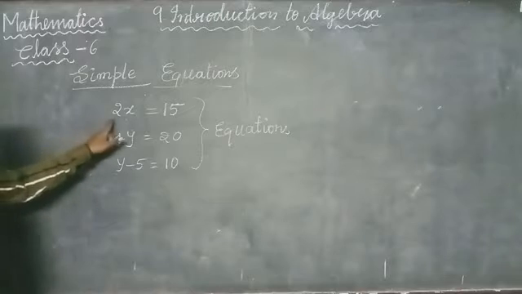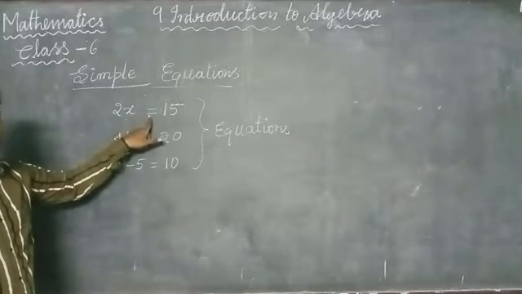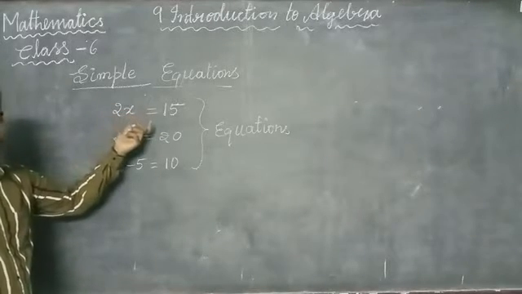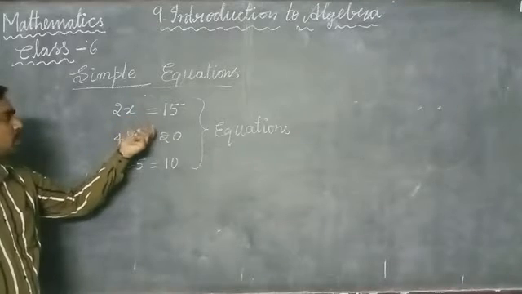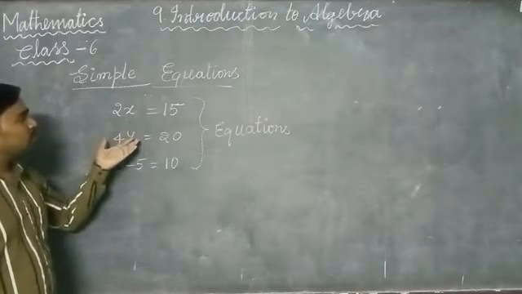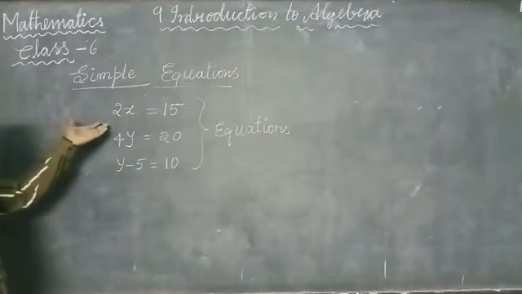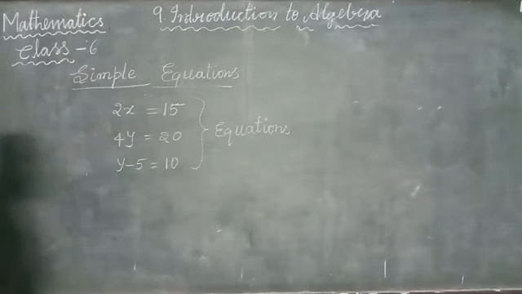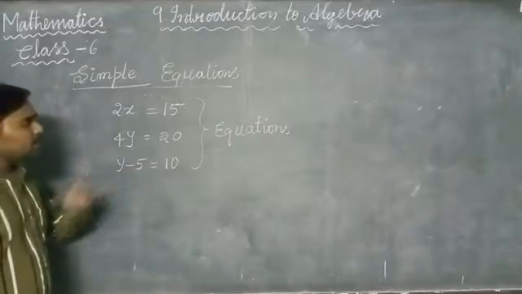Here we go. 2x equals 15. Here the equals sign is dividing the two terms. Equals lies between two terms. So this type of expression, these types of conditions are called equations. These are the examples of equations.